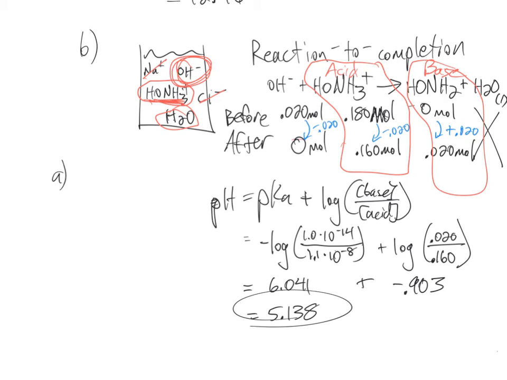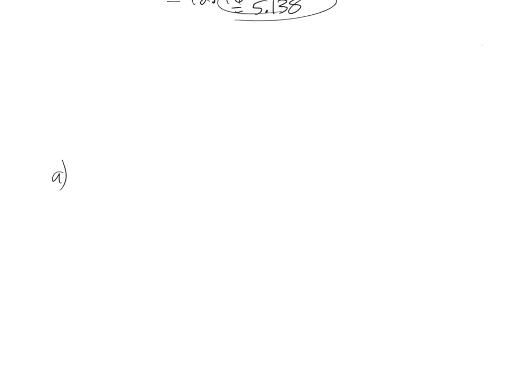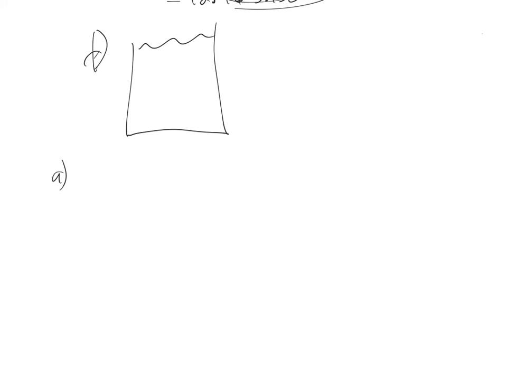Part D is going to look almost exactly the same, except we'll have a weak base present. And note that in this reaction to completion table, the number of moles of the weak base was initially 0. In part D, it's going to be something other than 0. Let's start by drawing that reaction vessel.